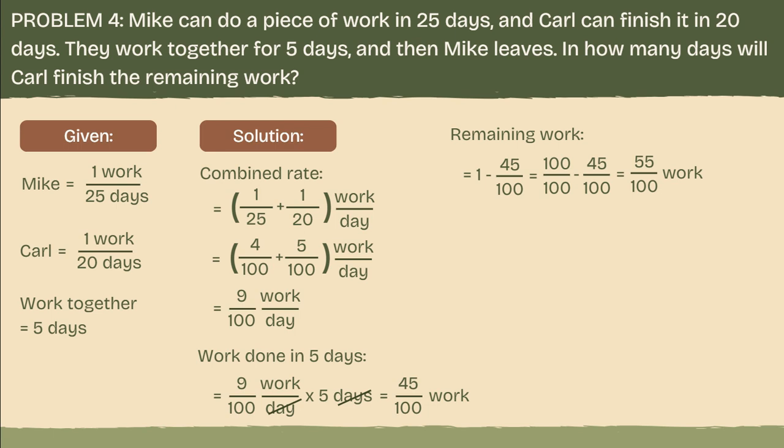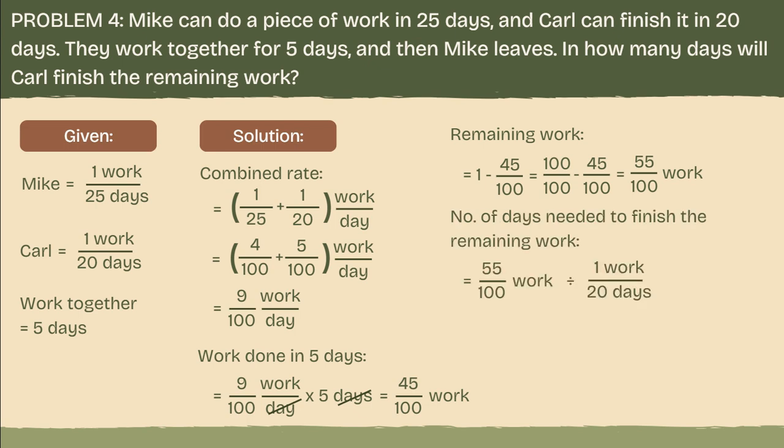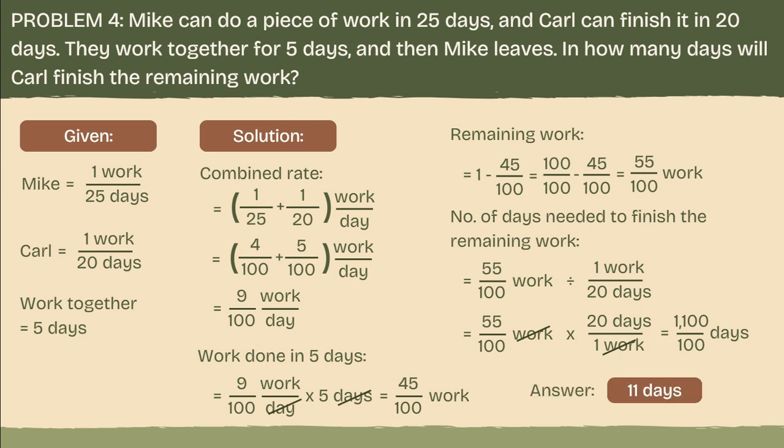Now, Mike leaves and only Carl continues working. To find how long it takes Carl to finish the remaining work, we divide 55 over 100 by Carl's rate. Dividing a fraction means multiplying by its reciprocal, so 55 over 100 times 20 days per work. We can also check this using dimensional analysis. We can see that the unit work will cancel out. By multiplying, we then get 1,100 over 100 days, which simplifies to 11 days. So, Carl will finish the remaining work in 11 days.